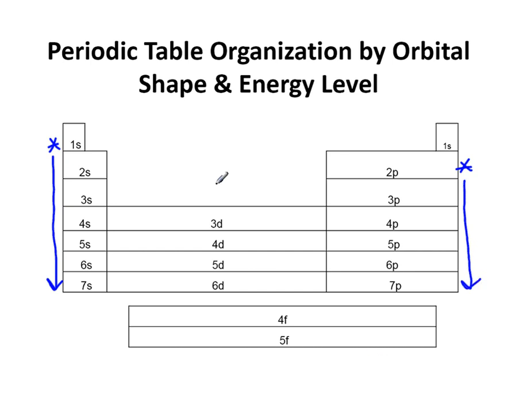There's no 1d or 2d orbital. It starts with the 3d orbital. So 3, 4, 5, 6. And the f orbitals start in the fourth energy level, which is why you see it down here, 4f, 5f. There's no 1f, 2f, or 3f. It starts at 4, so we have 4 and 5 for those two rows or periods that are there.